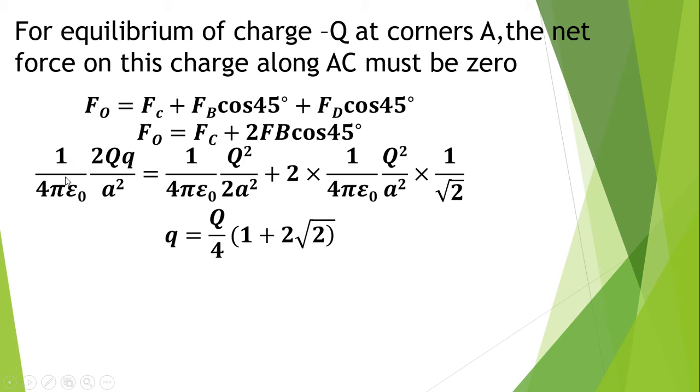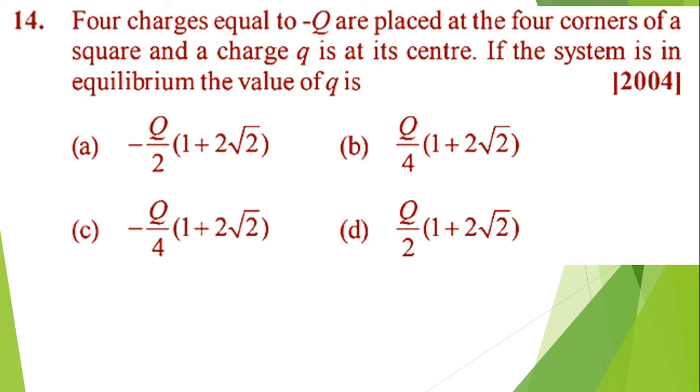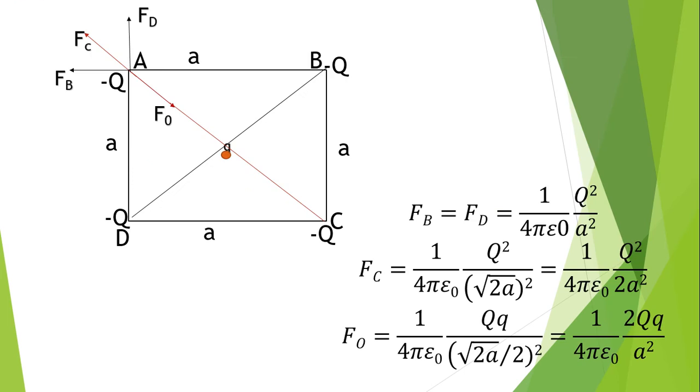Put here 1 by 4 pi epsilon naught twice capital Q small q by A square is equal to FC, 1 by 4 pi epsilon naught Q square by 2A square, plus 2 into FB, 1 by 4 pi epsilon naught Q square by A square into cos 45 degree, 1 by root 2. After solving that, q is equal to capital Q by 4 (1 plus 2 root 2). So the right answer is B. A, C, D is not possible.